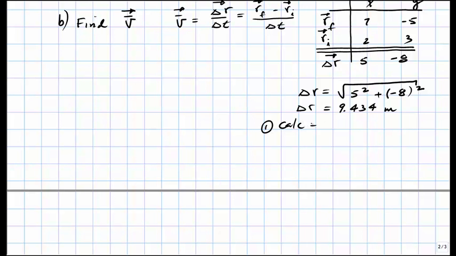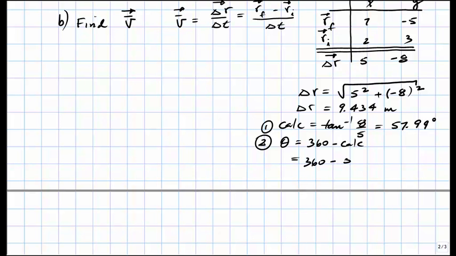Next, we want to calculate the angle that's associated with this displacement. The first step is to calculate the inverse tangent of 8/5. And that results in 57.99 degrees. We'll also note that the displacement vector has a positive x component and a negative y component. That means we're in quadrant number 4. And in quadrant number 4, from our adjustment table, theta equals 360 minus the calculator value. That's 360 minus 57.99, and that leaves us with 302 degrees.